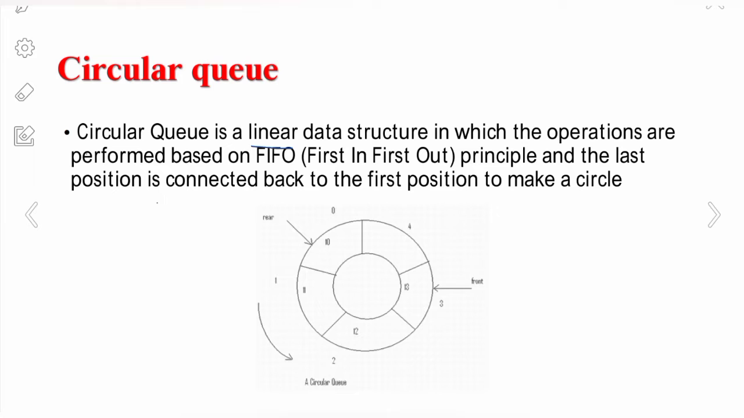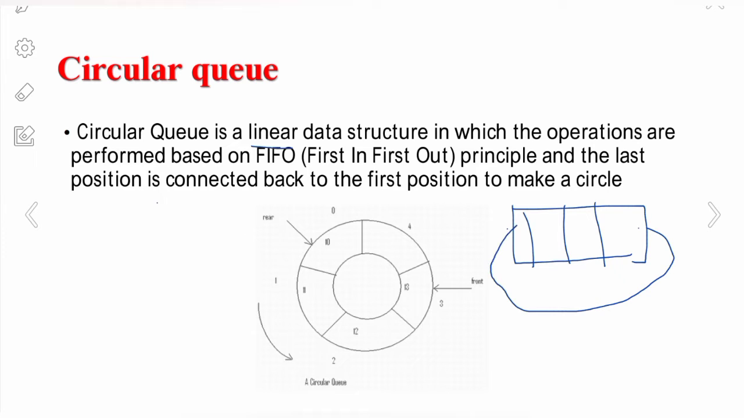The only difference is that we are going to connect the end of the queue to the starting of the queue. So this is the queue with a number of partitions. This is the end of the queue and the starting of the queue. We are going to connect the end of the queue back to the starting of the queue, so that it will make a circular queue.